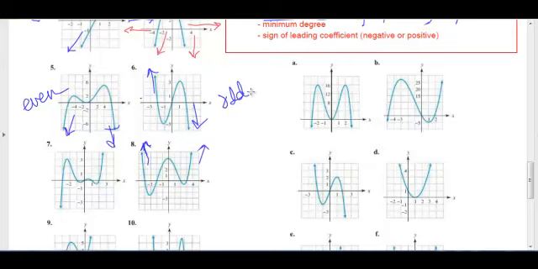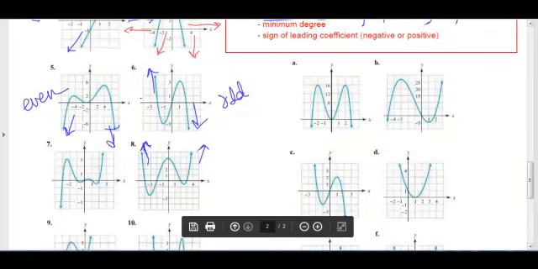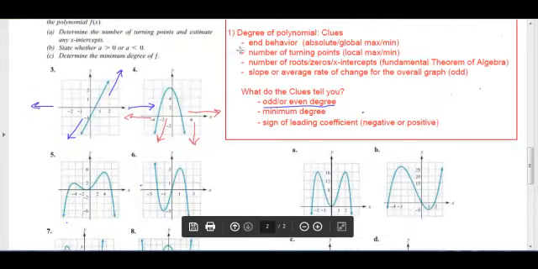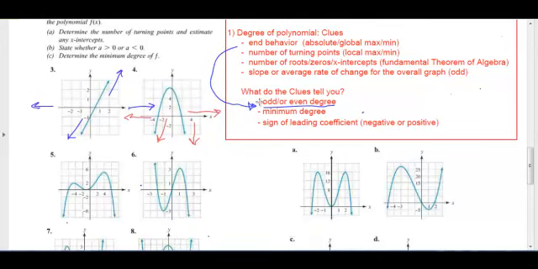So right away you can get a clue as to whether your graph is odd or even by looking at the end behavior. That's your first clue: am I looking for an x to the odd power or an x to the even power? So my end behavior can determine what degree my graph is. Is it odd or even? And here where it says absolute or global maximum, that's literally what it's asking you: what is the absolute maximum value at the ends of the graph? So end behavior is also known as absolute or global maximums. That gives you a clue right there: is your graph going to be odd or even?